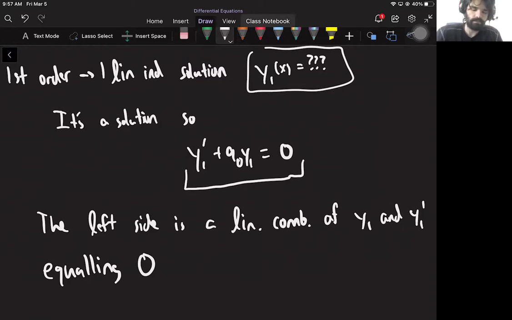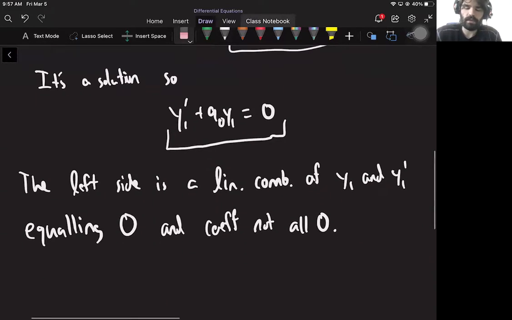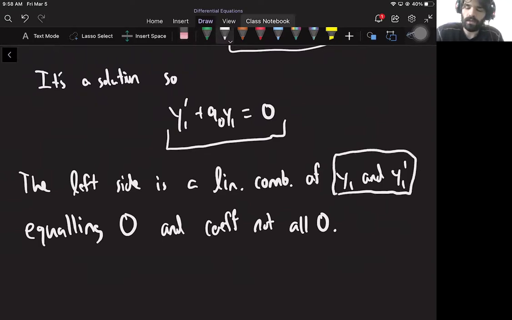And the coefficients are not all 0. In fact, there's a 1, secretly a 1 here that you never write. So that's definitely not 0. So the coefficients are not all 0. What does that mean? According to last time, what does it mean if you can build 0 out of two functions without using 0 as the coefficients? That means that they are linearly dependent.